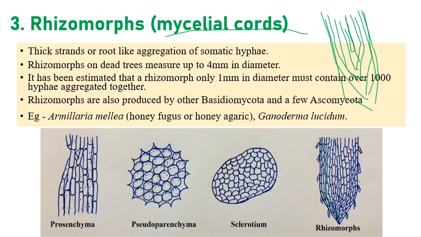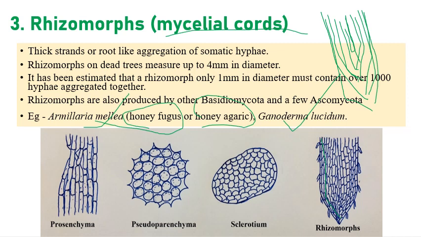The best example is Armillaria mellea, which is called honey fungus, bioluminescent fungus or honey agaric. I will discuss these mushrooms in detail, because we also plan to have separate classes only about mushrooms: beneficial mushrooms, non-beneficial mushrooms, poisonous mushrooms and so on. There I will discuss each and every mushroom in detail. In general, rhizomorphs are produced by mushrooms like Armillaria mellea and Ganoderma lucidum.